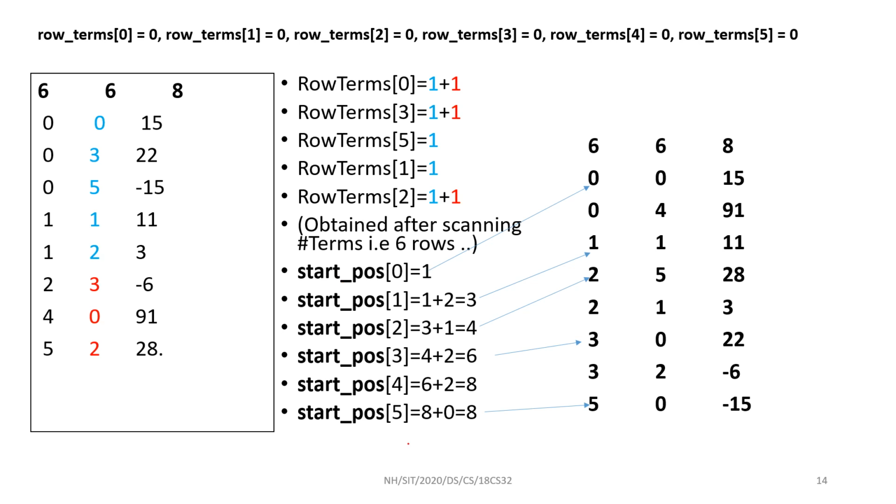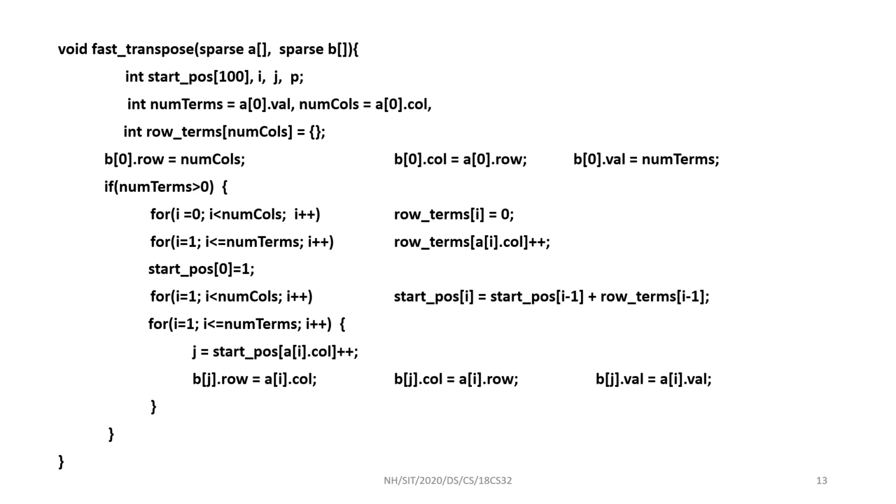Okay. Now here, how many row terms are there? How many rows are in this matrix? There are 6 rows. I have to initialize all 6 rows to 0. Initially all 6 row terms, row terms of 0, 1, 2, 3, 4, 5, are all initialized to 0. This is the first step. It is given here. Initialize row terms to 0. That is the first step.